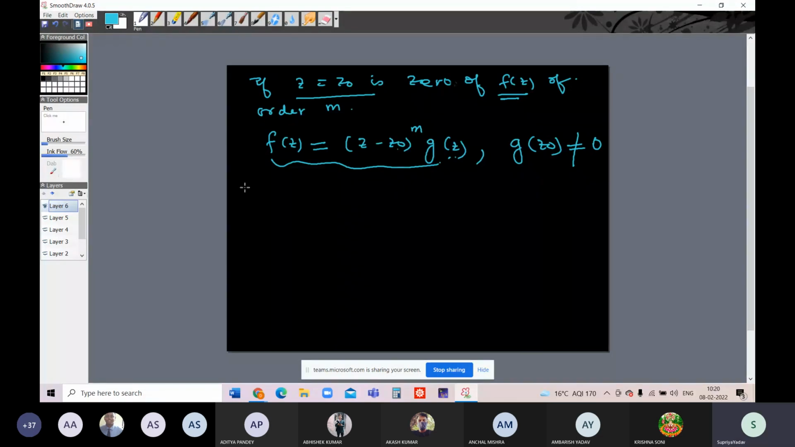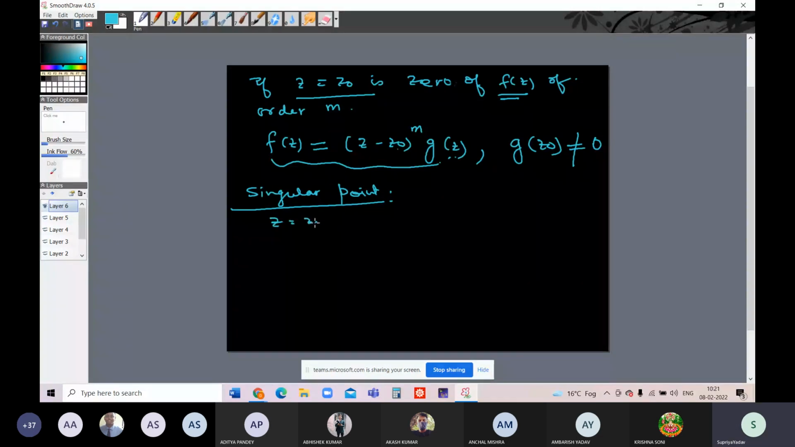Next is singular points. A point z = z₀ at which the function is not defined, or the function is not analytic at this point, is called a singular point of the function f(z). Suppose that we have a function f(z), and at this point either the function is not defined or the function is not analytic at z = z₀, then this point will be a singular point.